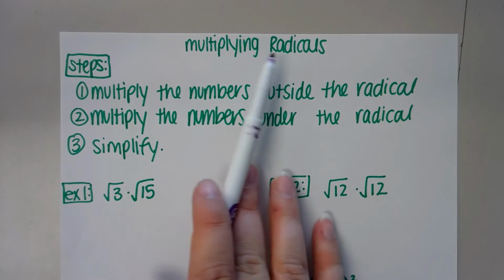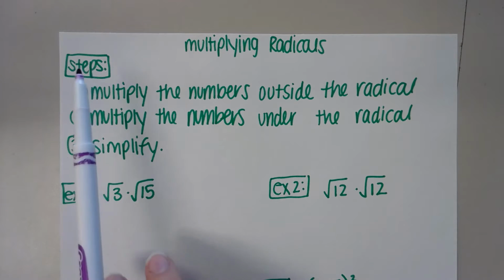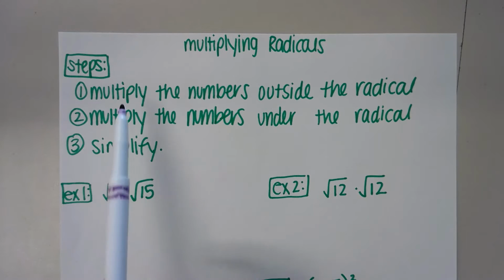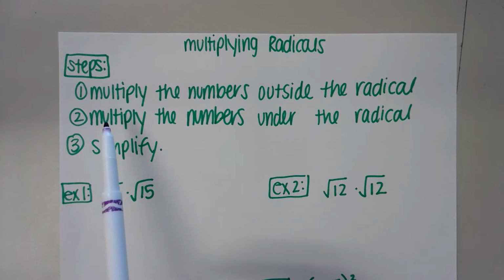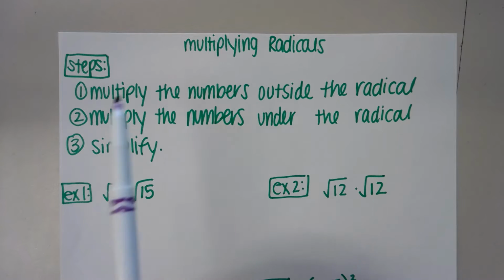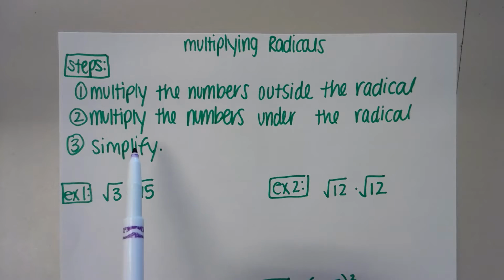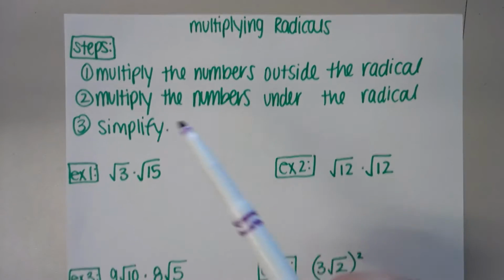So to multiply radicals, your first step is going to be that you're going to multiply the numbers on the outside of the radical. Your second step is you're going to multiply the numbers under the radical. And then number three is you're going to simplify.